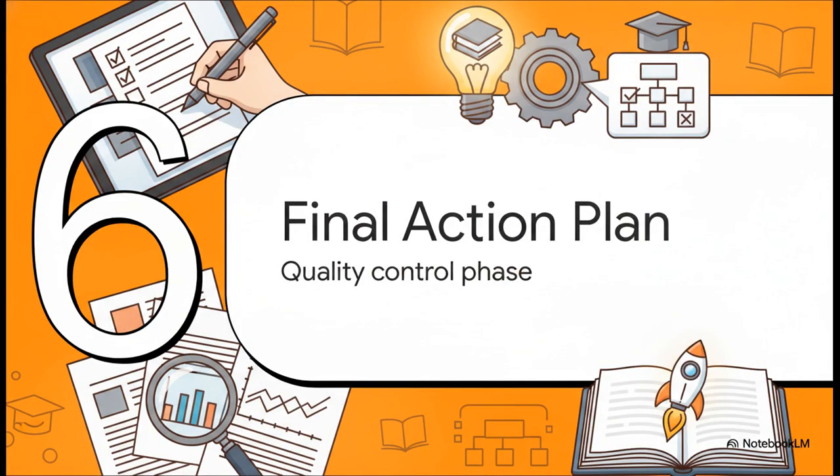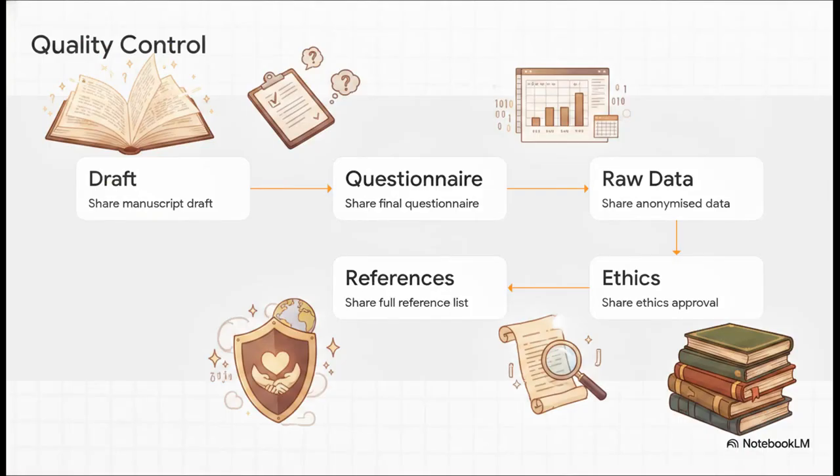And finally, Section 6, the final action plan, launching the quality control phase. So here are the exact deliverables required for the initial quality control review. It's a very strict checklist. 1, the manuscript draft. 2, the final questionnaire. 3, the raw, anonymized data, usually in Excel or CSV, just to verify those sample sizes. 4, ethics approval and the consent method. And 5, the full reference list to weed out any outdated sources. Let me be clear, until this entire QC phase is passed, talking about journal selection is completely off the table.